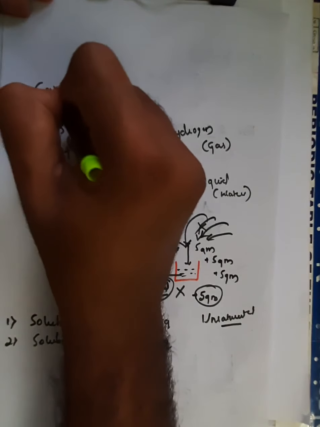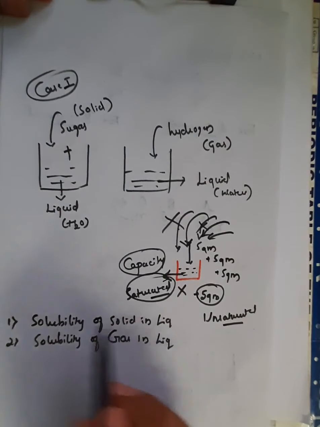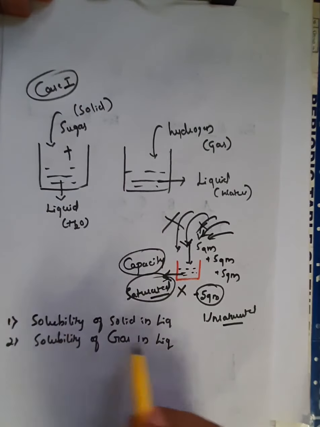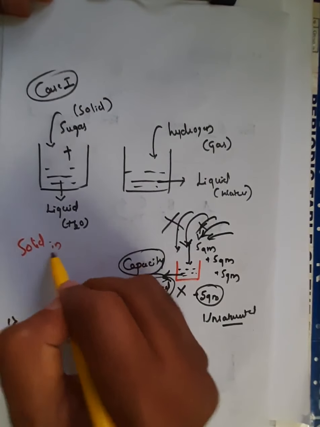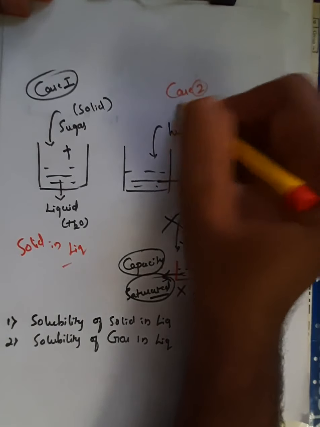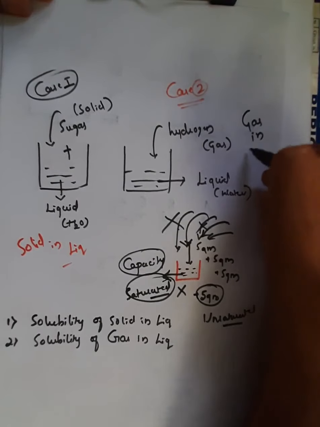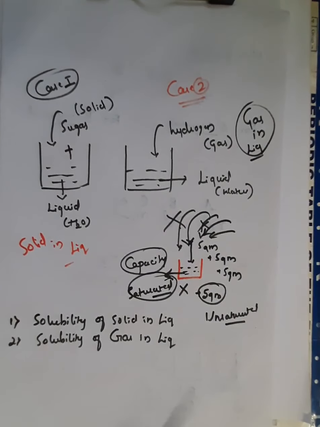So this is case 1. In case 1, what have we studied? That is solubility of solid in liquid. Here we are studying case 2, which is the solubility of gas in liquid, right? So case 2 explains the solubility of gas in liquid. Further we'll study the major difference between solubility of solids in liquid and solubility of gas in liquid, right?